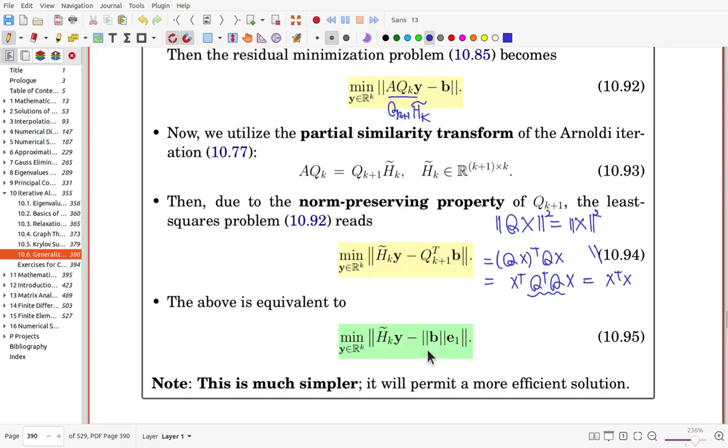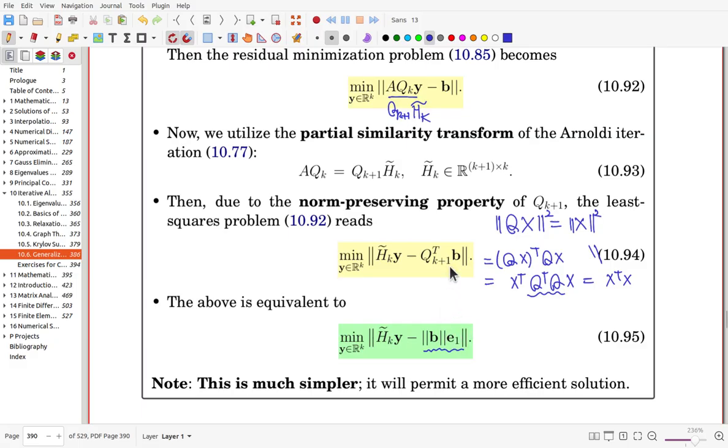So eventually it becomes a constant vector. The first component is norm B, and everything else is 0. And now minimization of this problem is very easy. This is a Hessenberg matrix, and you can solve this problem quite easily. It's really much simpler, and also you can use a very efficient solution method for solving this one.